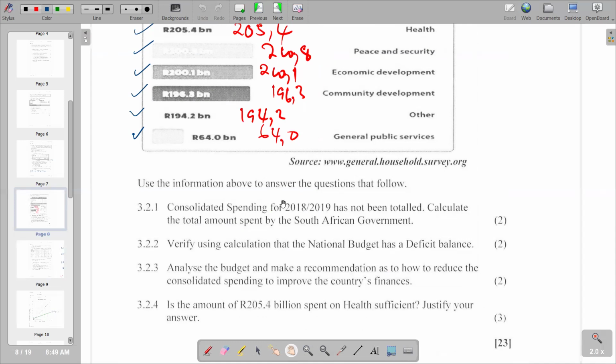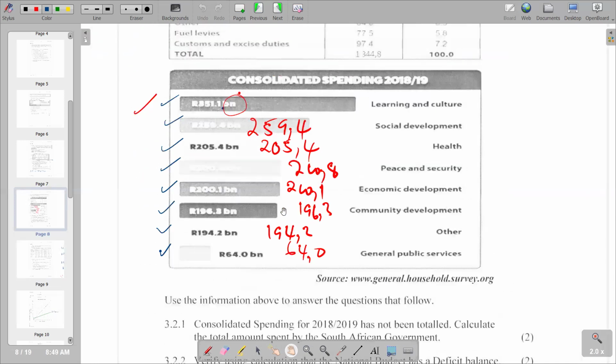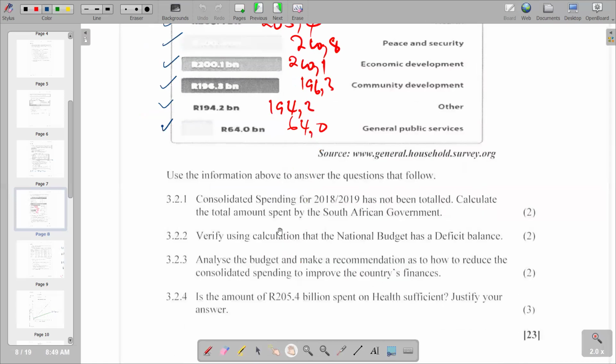So obviously, on reducing the consolidated spending, you can maybe try to reduce or remove one of the components of the consolidated spending. So we can just say maybe reduction of social development, reduction in terms of the other consolidated spending is 194.2 billion. So basically, that's how you can respond to that.